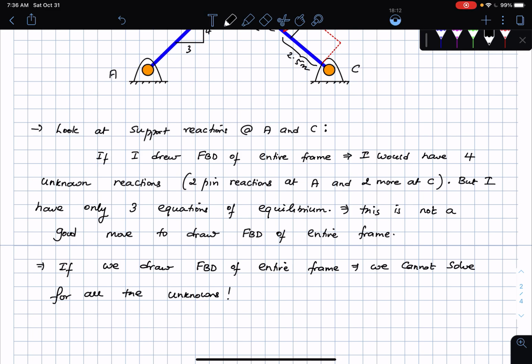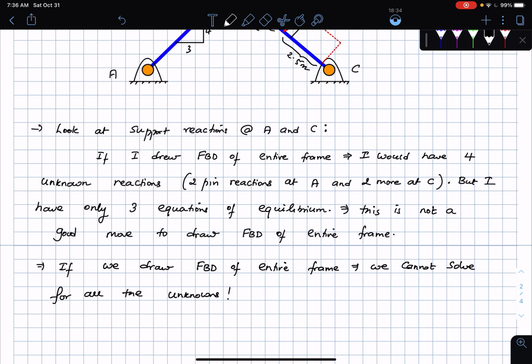Okay, now the question comes: is this an indeterminate system? Is it statically indeterminate? And the answer is no. Because I can break this into different pieces and then check whether I have enough equations to match the number of unknowns. If that is the case, then yes, this is not statically indeterminate. So that's what I'm going to be doing.